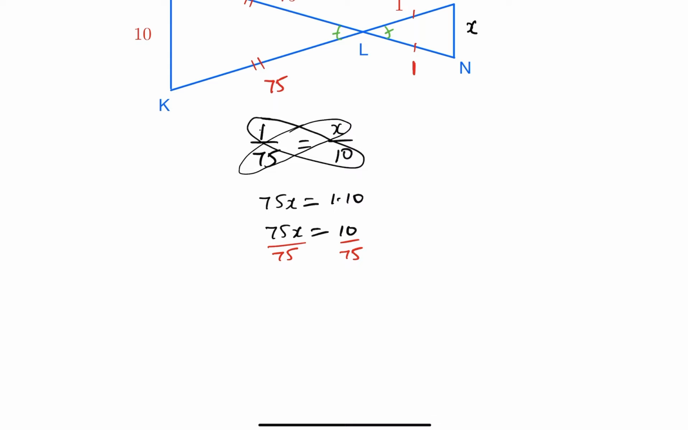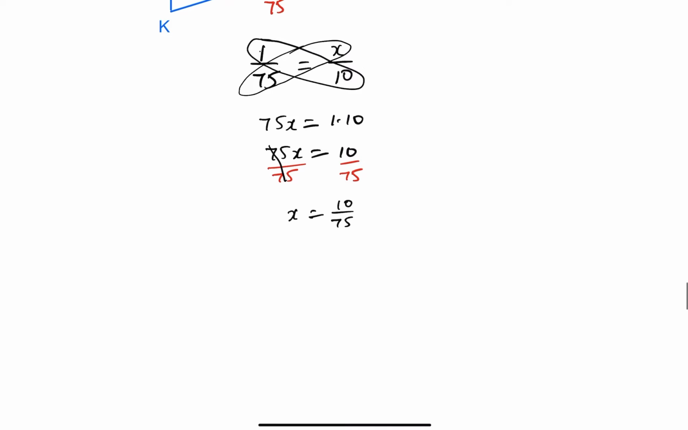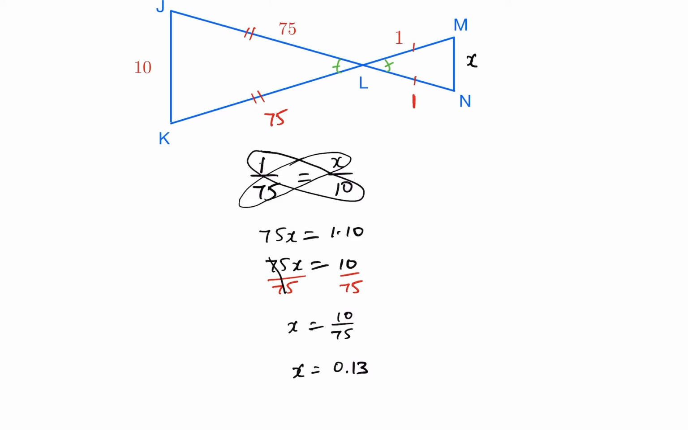And when we do, the 75s cancel out on that side, and so we have X is equal to 10 over 75. And punching those values into the calculator, we find that X is equal to 0.13. And that happens to be the length of side MN.